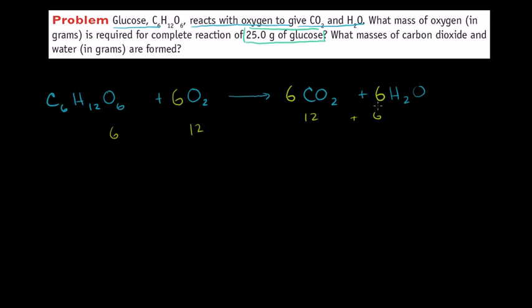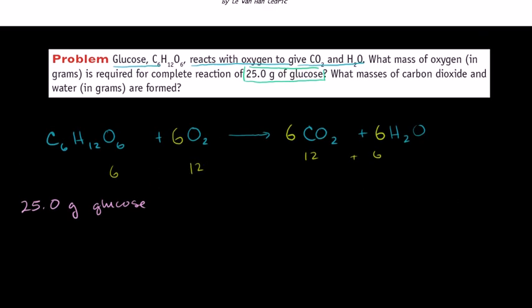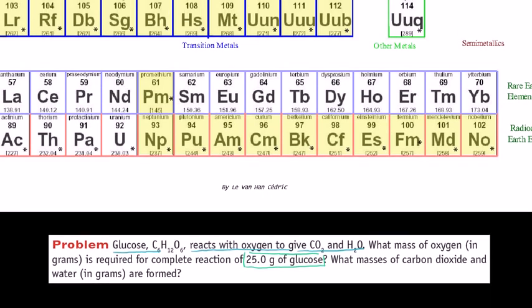Now, the next thing we're going to want to do is figure out how many moles of the reactant that they're telling us about that we have. So they're telling us that we have 25.0 grams of glucose. So let's figure out how many grams per mole there are of a glucose molecule. And since everything here is dealing with carbons and oxygens and hydrogens, let's look up the atomic weights of all of them.